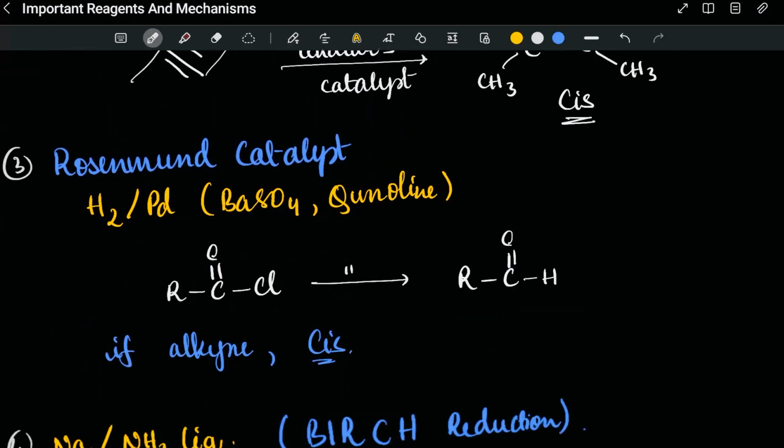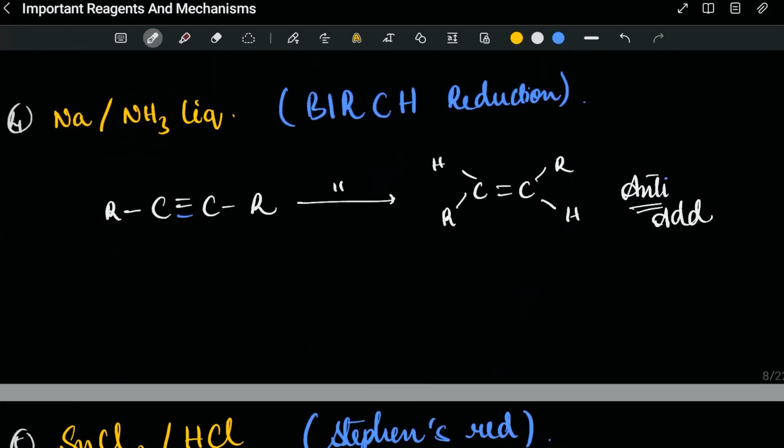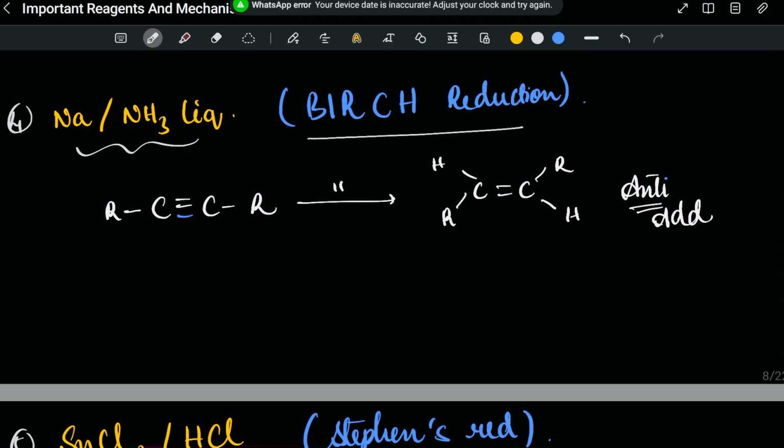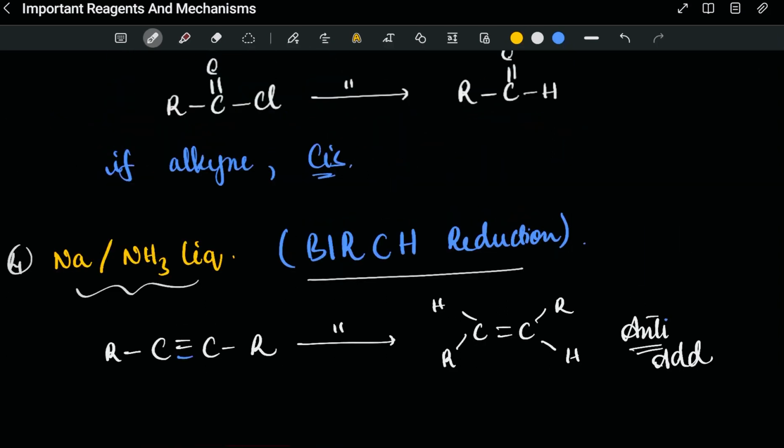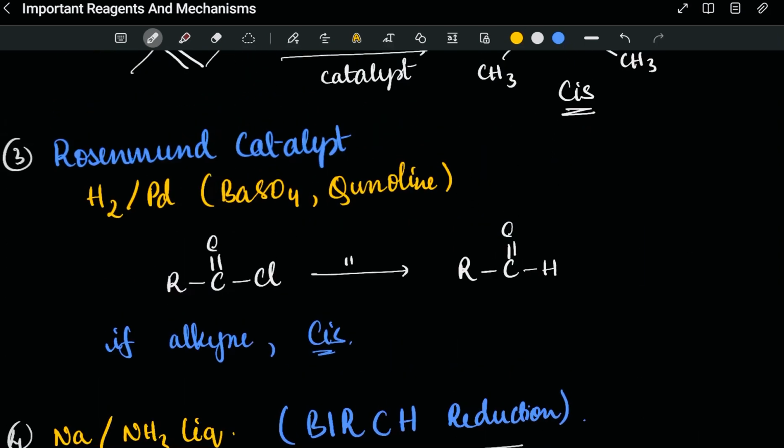So, if I want trans alkenes, or anti-addition to take place, then we can use Birch reduction. Birch reduction is Na and liquid NH3. So the question can be like this: they can give an alkyne and convert it using Na/NH3, and they will ask if anti addition is formed. Okay, the number of geometrical isomers possible, or whether this will be cis or trans. Then we can just solve the question simply. Right.